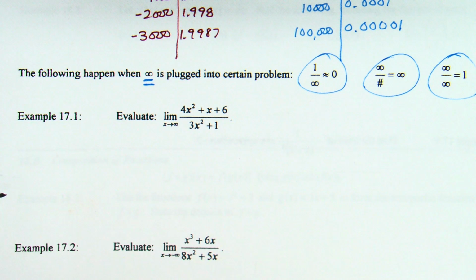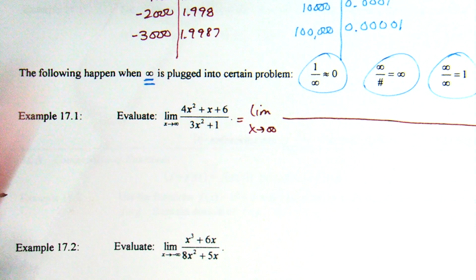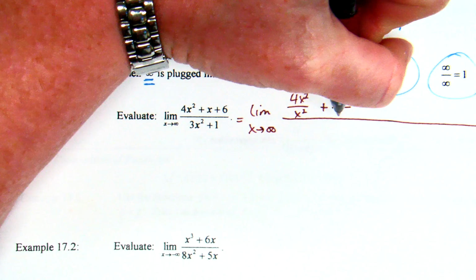So what I'm going to do, and I'm going to show a lot of work this first time through, is I'm going to rewrite this limit. It's still the limit as x approaches infinity. But we're going to rewrite this. So we're going to take 4x squared, and we're going to divide it by x squared. Plus, we're going to take x, and we're going to divide it by x squared. Plus, we're going to take 6, and we're going to divide it by x squared.